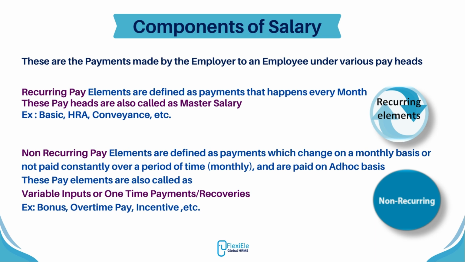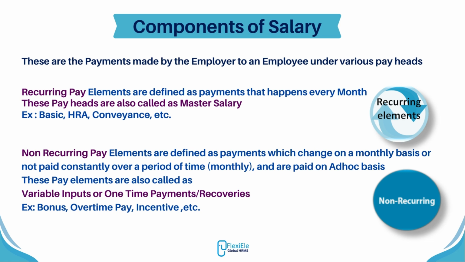At the heart of it are earnings, which is the total amount your employer pays for your work. Recurring elements are the familiar, consistent portion of your pay, the ones that show up like clockwork every month. Think of them as your main course salary items: basic pay, house rent allowance, travel allowance, and so on. These are called master salary components because they are steady and predictable.